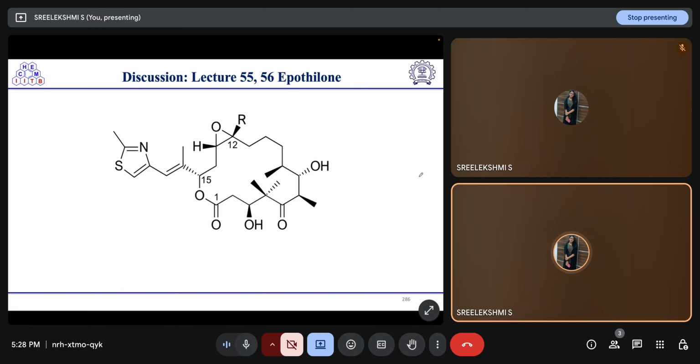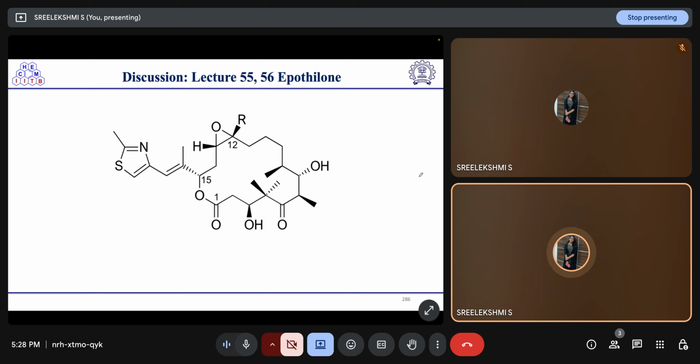And the key reactions involve aldol reaction, esterification, olefin metathesis, epoxidation. The total synthesis was accomplished from three different fragments that could be synthesized from commercially available starting materials. And Nicolaou's group synthesized this compound in 11 steps with 6.7% overall yield.